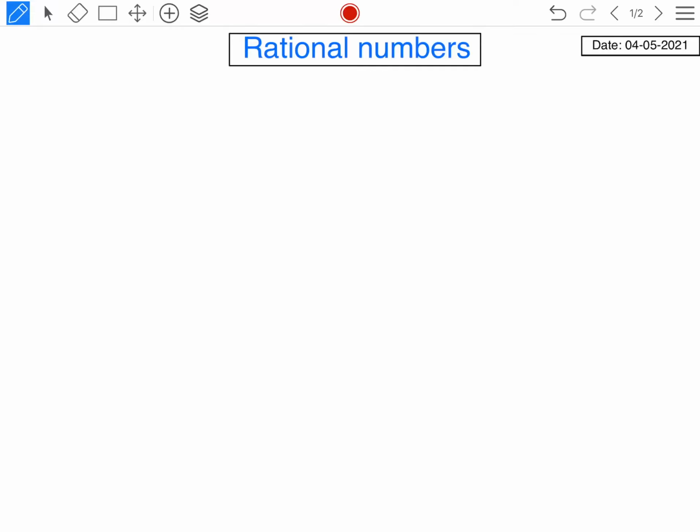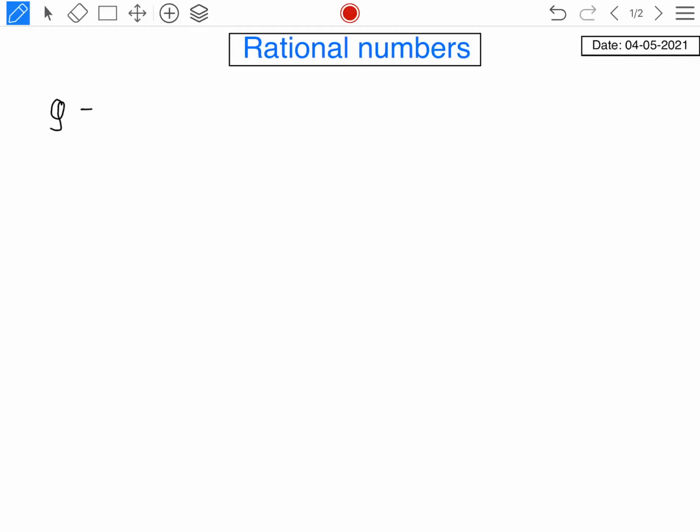Good morning, students. In our previous class, we learned about rational numbers. Yes or no? How do you represent a rational number? It is represented by the letter capital Q. Yes or no? Now, what were rational numbers?